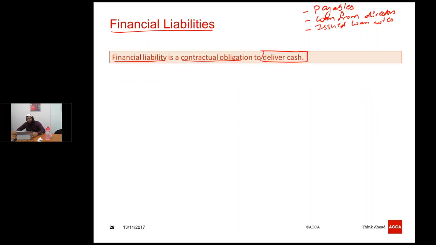So what is a financial liability? A financial liability is a contractual obligation to deliver cash, such as payables, loans from directors, issued loan notes, and redeemable preference share capital.